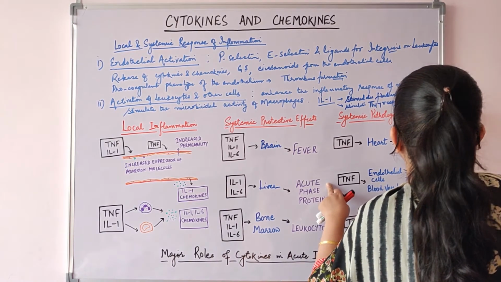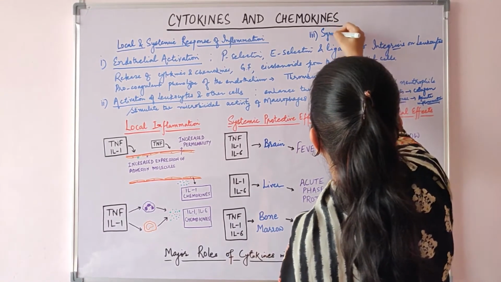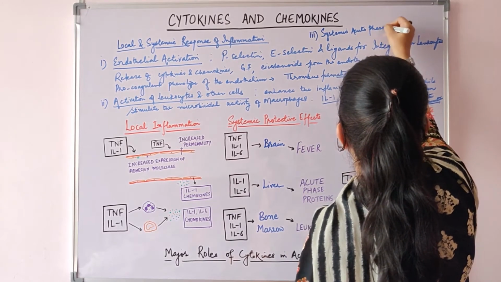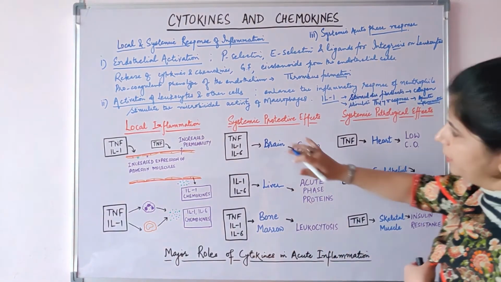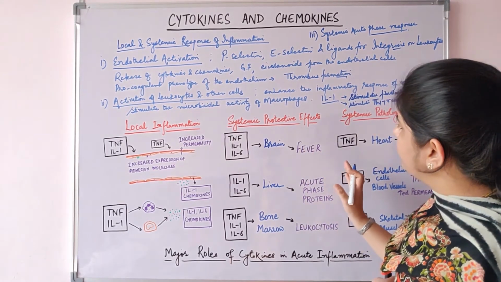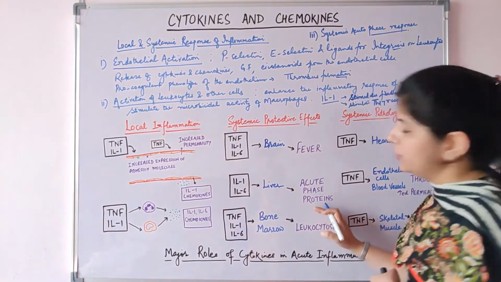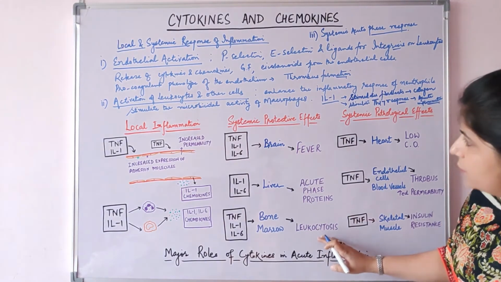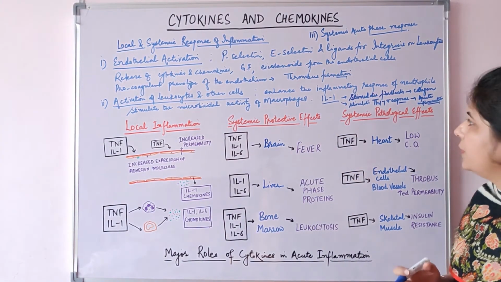Third is the systemic acute phase response. So these cytokines TNF, interleukin 1, interleukin 6 play important role in the systemic effects of inflammation. So these are fever, acute phase reactants, fibrinogen, serum amyloid A protein, C-reactive protein. There is leukocytosis. So these are all effects due to TNF, interleukin 1 and interleukin 6.